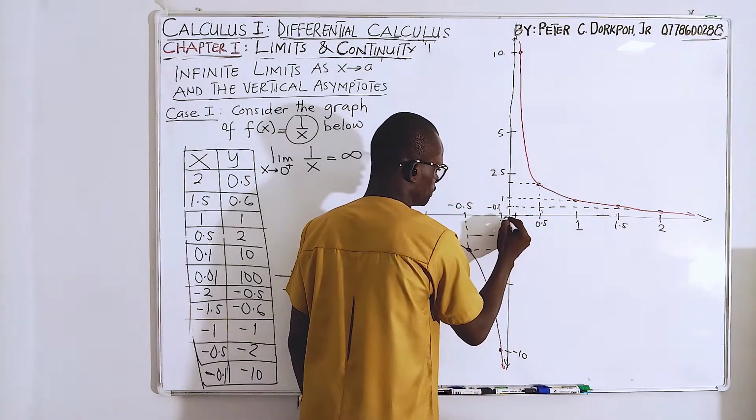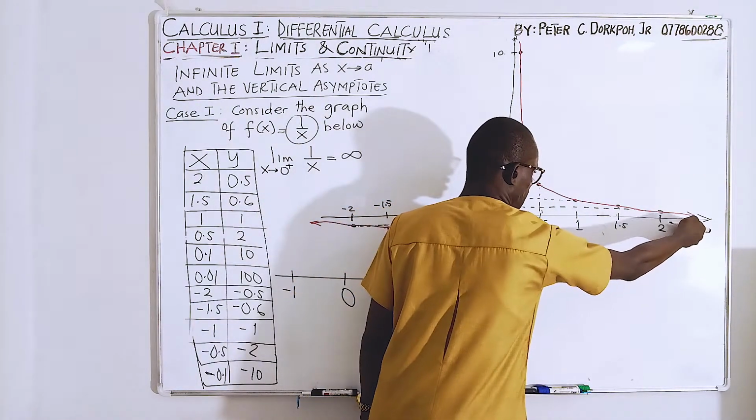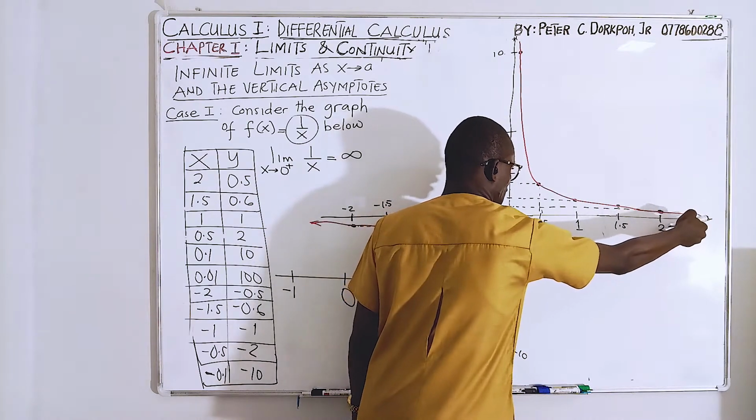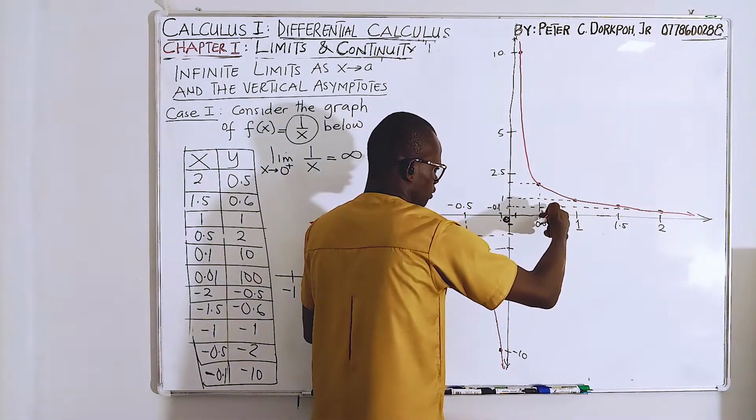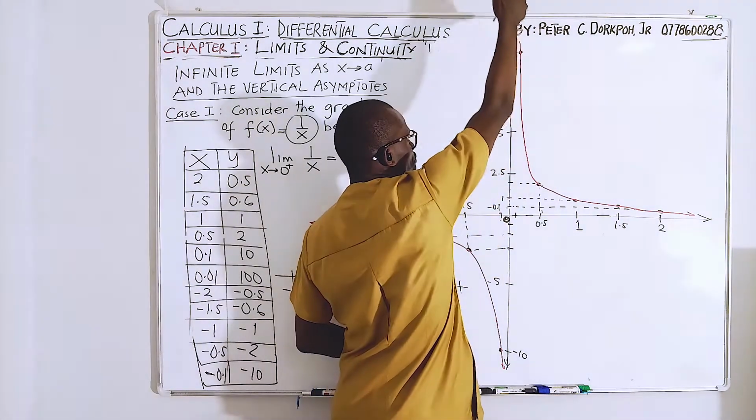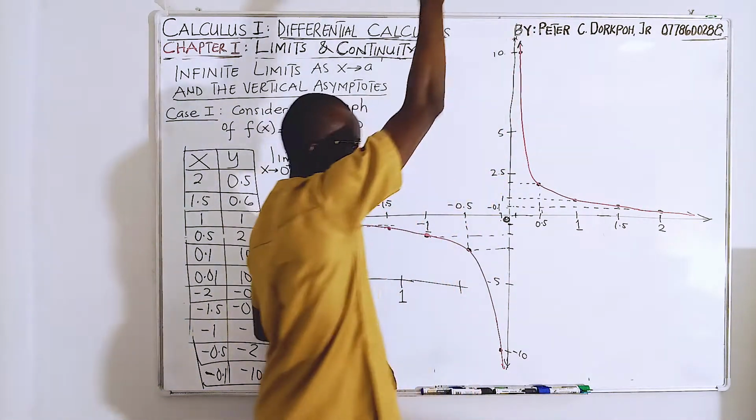This is 0, the origin. So when x is taking on some numbers, as it is coming here like this, getting closer to these numbers, you see that the function is increasing. It's going up, all the way up.